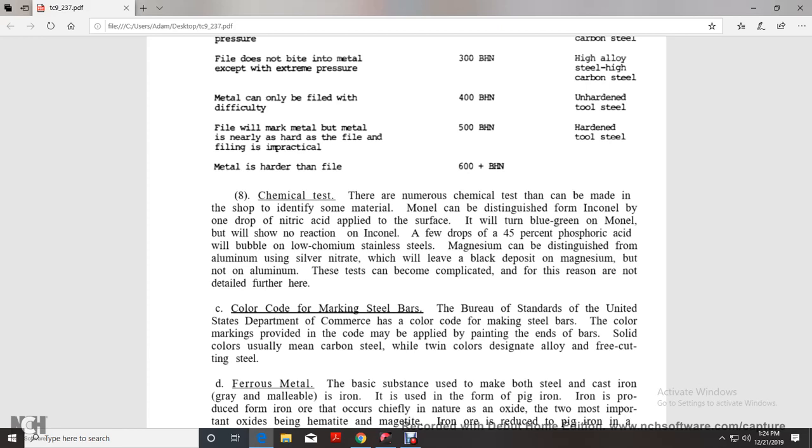If you drop 45% phosphoric acid, it will bubble up on low chromium stainless steel. Magnesium can be distinguished from aluminum using silver nitrate, which will leave a black deposit on magnesium, but not on aluminum. The tests can become complicated for reasons not detailed further here.